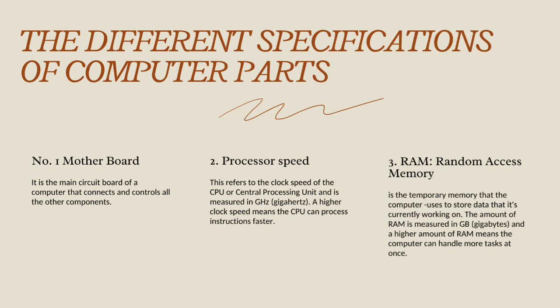Number 3. RAM, or Random Access Memory, is the temporary memory module that the computer uses to store data that it's currently working on. The amount of RAM is measured in GB or gigabytes, and a higher amount of RAM means the computer can handle more tasks at once.